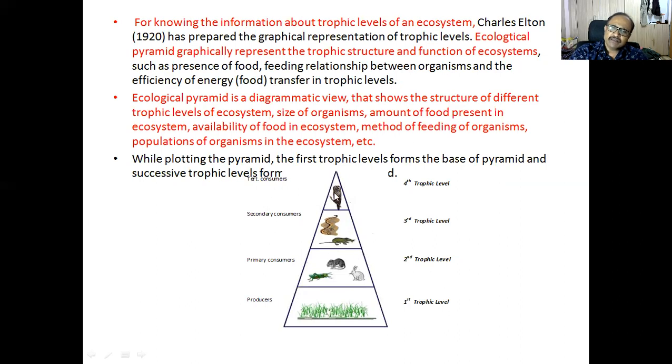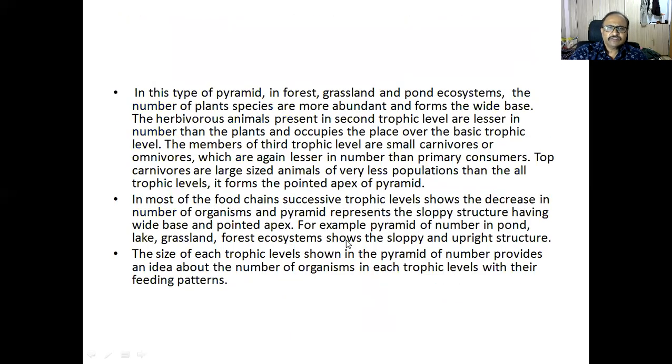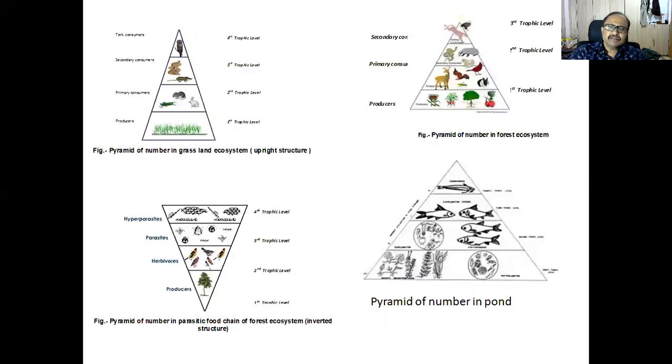In fourth trophic level the pure carnivorous animals and tertiary consumer animals are always less in each ecosystem. Hence, the box for this fourth trophic level should be small. Okay, now in this type of pyramid in forest, grassland, and pond ecosystem, the number of plant species are more abundant and forms the wide base of pyramid. See this diagram. In the pyramid of number in grassland ecosystem, then pyramid of number in forest ecosystem, and pyramid of number in pond ecosystem.